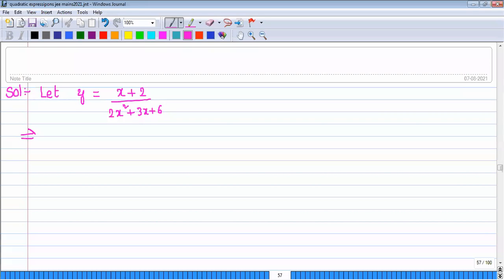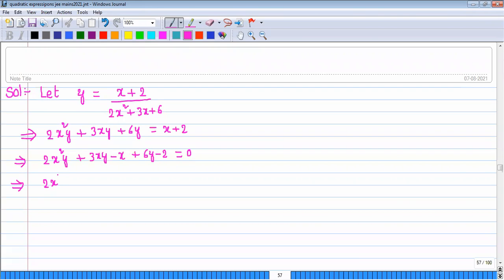So if you cross multiply, you get like this: 2x square y plus 3xy plus 6y equals x plus 2. So let us make it simplified. 2x square y plus 3xy minus x plus 6y minus 2 equals 0.